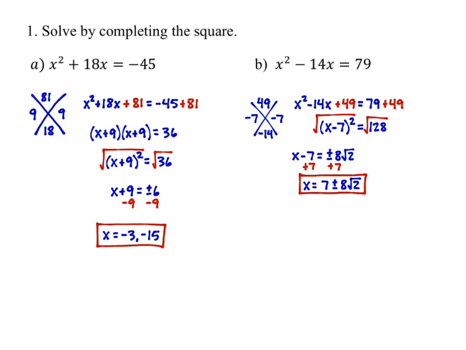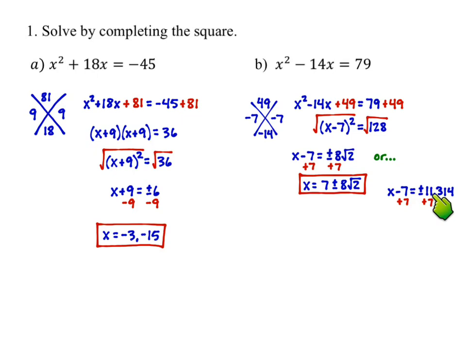If I want it in decimal form, well, I've got to figure out what the square root of 128 is. So I would just use my calculator. The square root of 128 is going to be 11.314, and then we add 7 to both sides. And again, we're going to get two distinct different answers here.